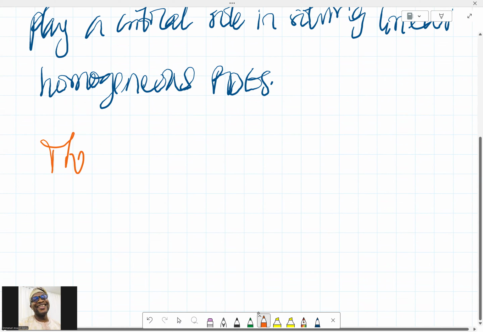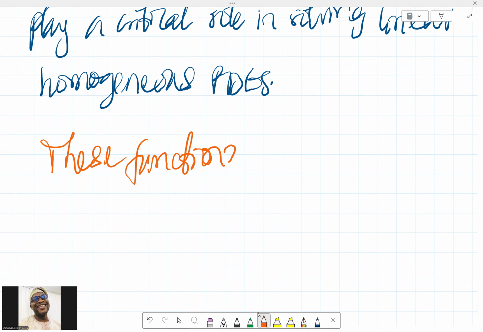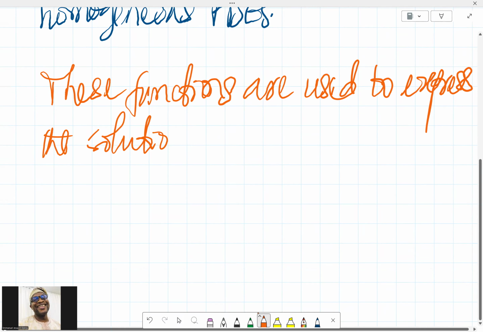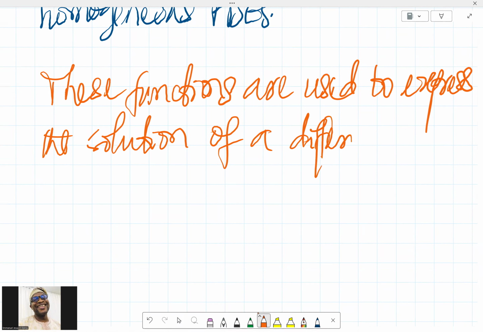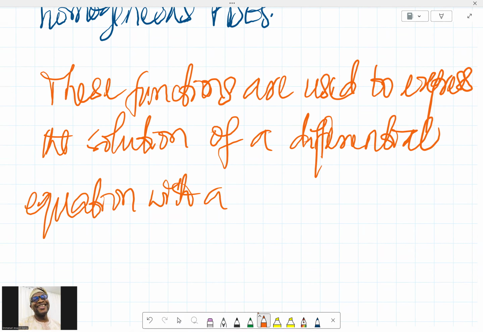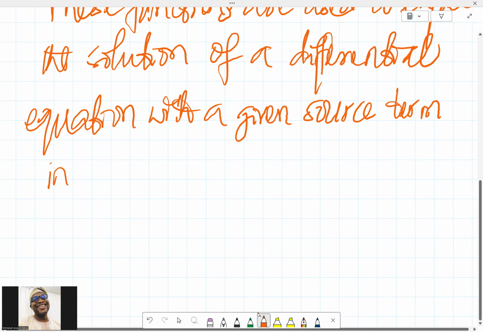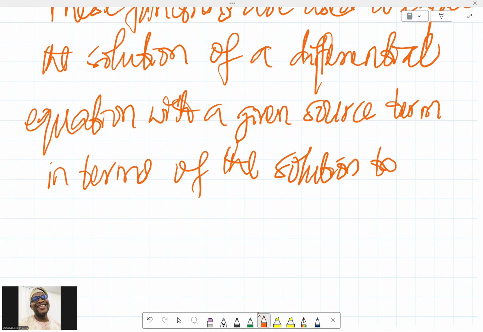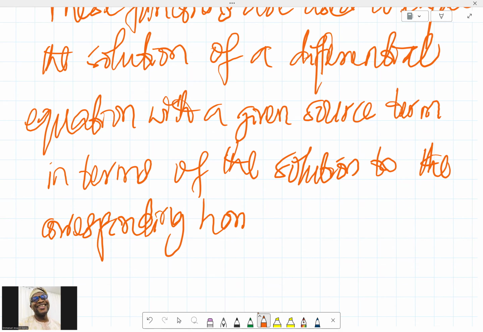These functions are used to express the solution of a differential equation with a given source term, in terms of the solution to the corresponding homogeneous equation.